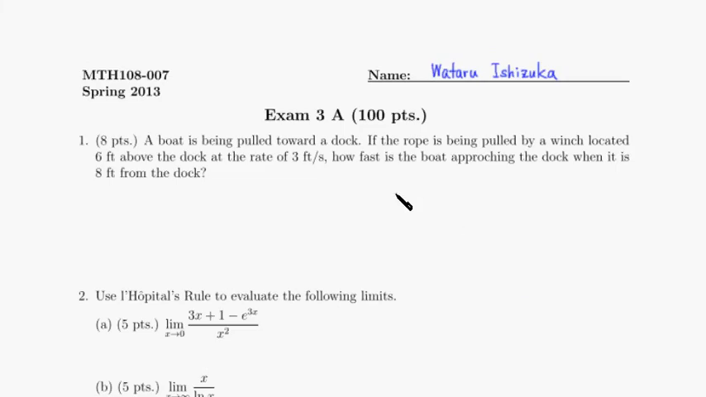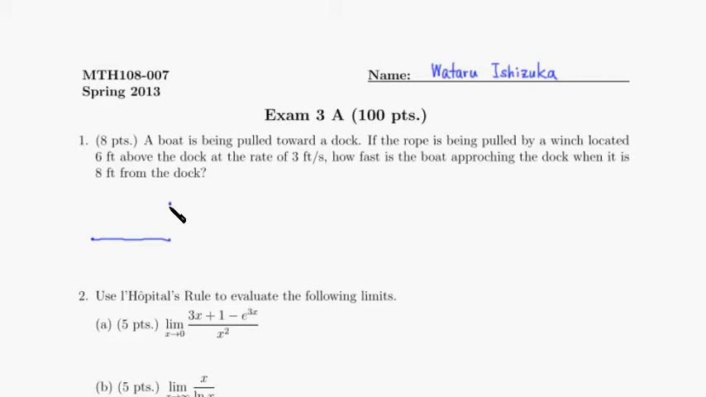Okay, let's look at exam 3A, problem number 1. So a boat is being pulled toward the dock. I'll put a boat right here, and the dock is probably around here. The rope is being pulled by a winch located 6 feet above the dock.